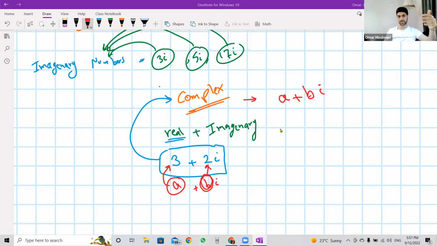Okay, so we have complex numbers. Again, the complex number is a plus bi. The a stands for the real part, and the b stands for the complex part. Okay, and this is it.